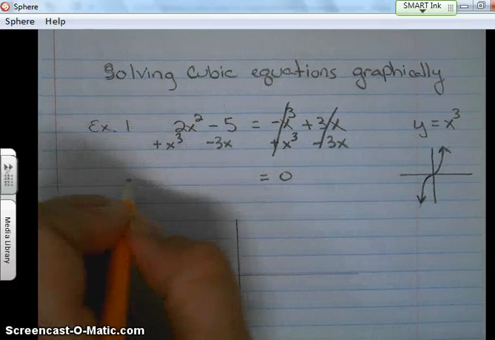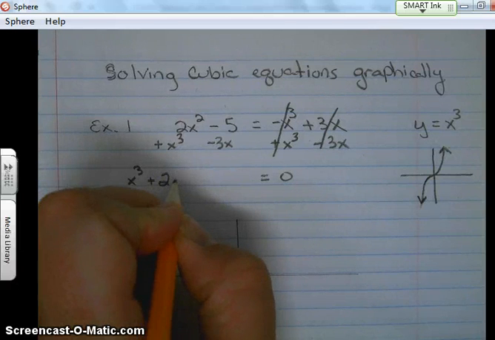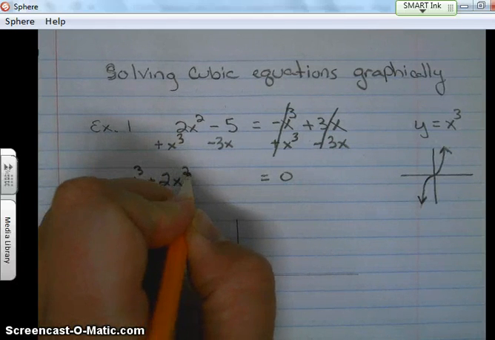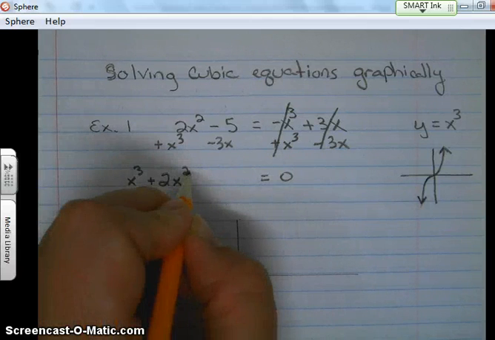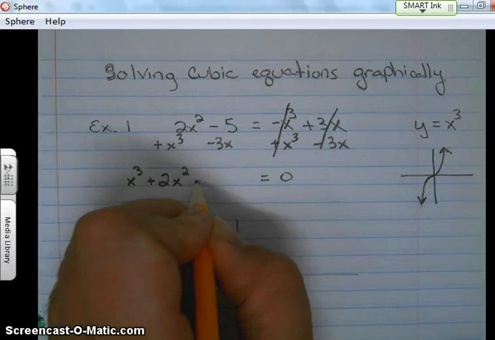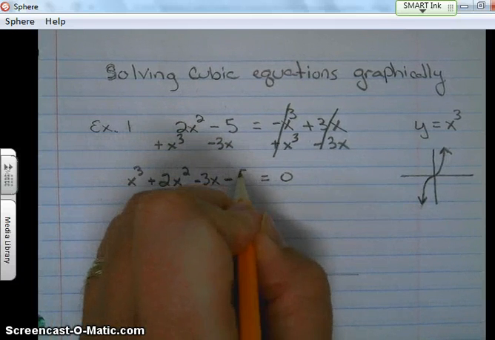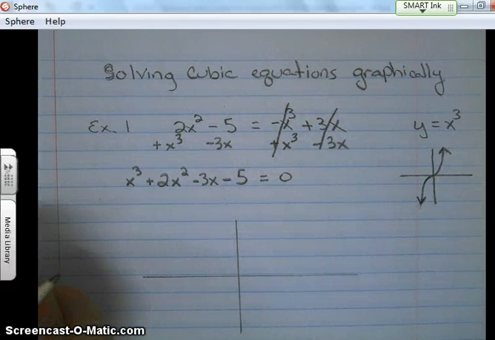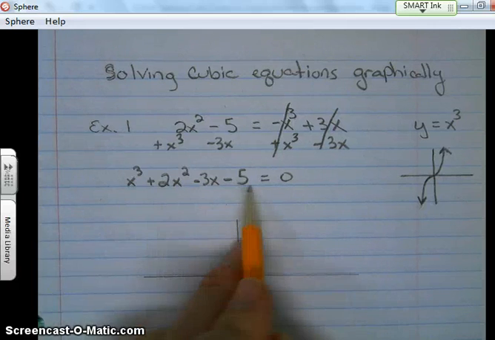So I have x cubed plus 2x squared, and we always order them descending. So highest exponent first, that's the degree, then the next highest, and so on. And our constant always goes on the end if there is a constant. Okay, so we're solving this graphically.